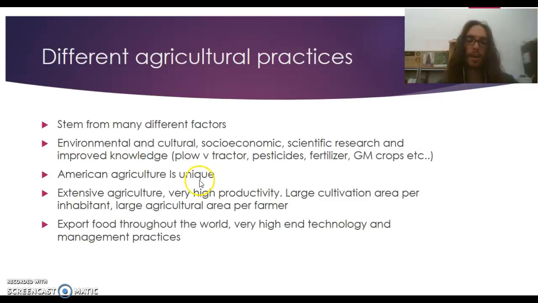Let's get into American agriculture because it's very unique. It's extensive agricultural practices. When you think about the heartland, that's like 6 states right in the middle of America. They have very high productivity, and there's a large cultivation area per inhabitant, which means there's a whole lot of farmland per person in the heartland. And then there's large agricultural area per farmer.